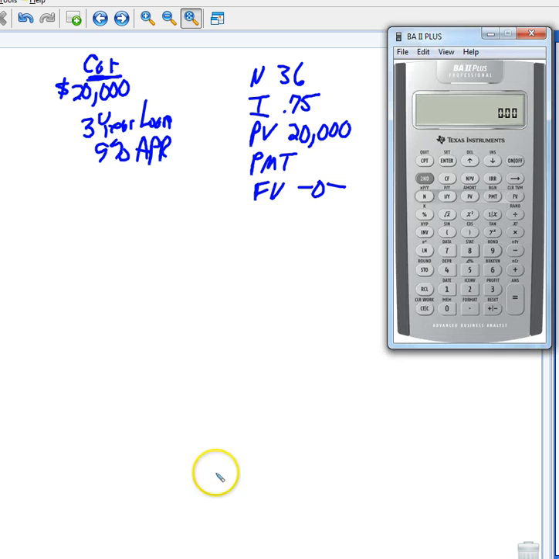So let's go to our calculators and figure that out. So 36, number of periods, 0.75 is the monthly interest rate, 20,000 is our present value. We don't have a future value. Compute my loan payment. So roughly $636.